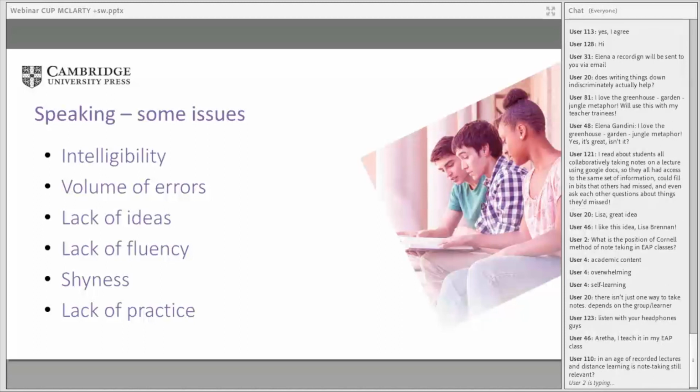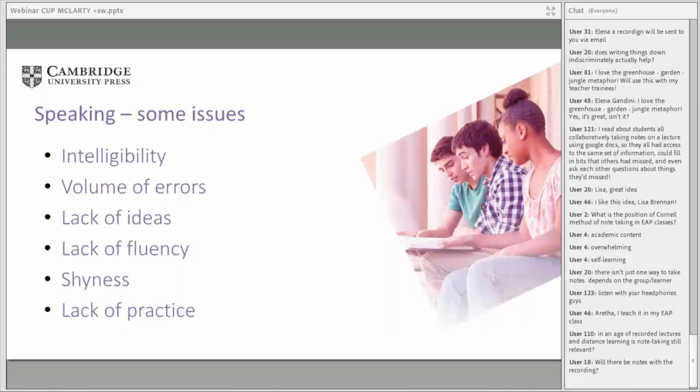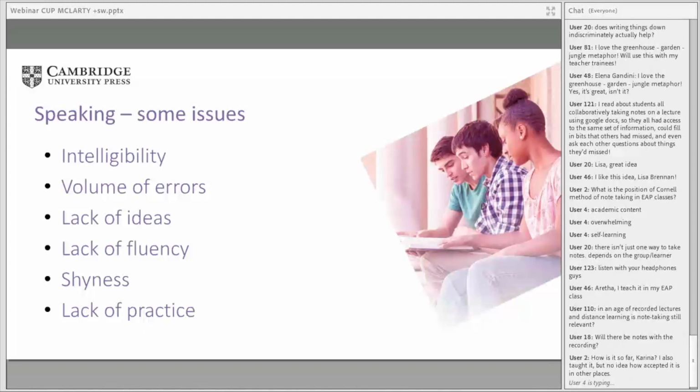And it's true that a number of students at a sort of B1 plus, early B2 level do have 3 or 4 errors per sentence. They are seriously aware of that. They also lack ideas. You ask them to talk about a particular topic, and either because of their age or the linguistic level, they lack ideas. And if you lack ideas, you lack fluency because you sort of hit a brick wall.